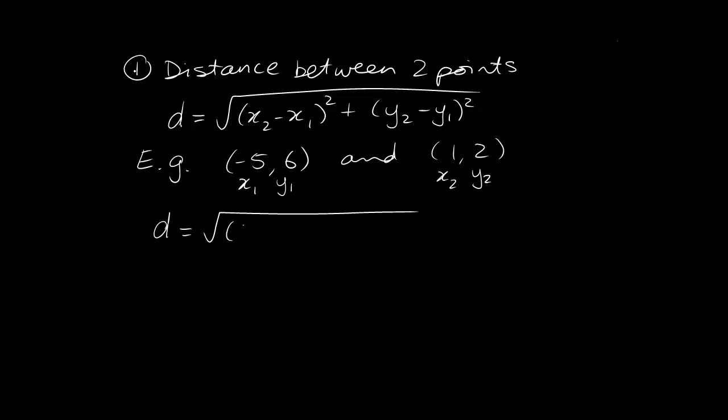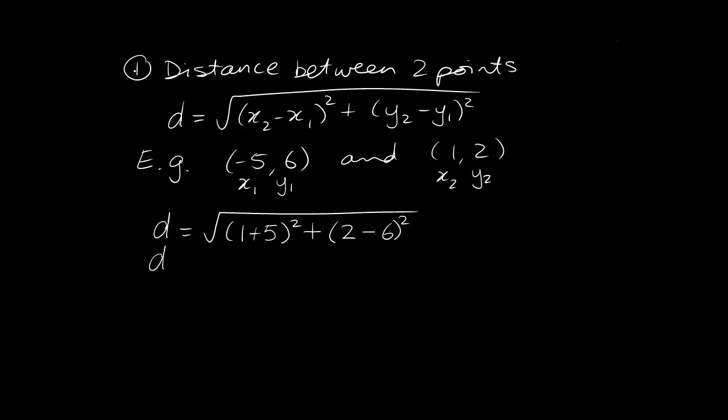Instead of x2 I now have 1. Instead of x1 I now have -5. Now watch out here, because the formula is x2 minus x1, so it's going to be 1 minus -5, so it ends up being 1 plus 5 all squared. Then y2, which is 2, minus y1, which is 6, all squared.